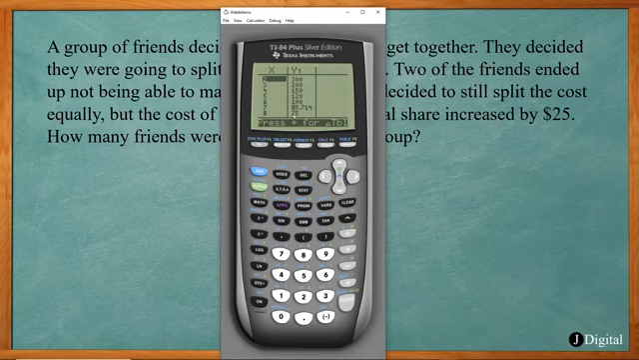So then that means 8 is going to be our answer. Because at 8 people, each person's share was $75, and at 6 people, each person's share was $100. Okay, so that was a lot quicker than doing it the algebraic way.